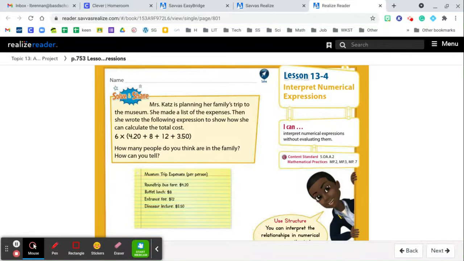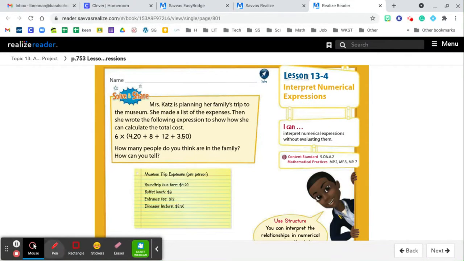Right now we get to apply what we've learned for order of operations, interpret numerical expressions. Mrs. Katz is planning her family trip to the museum. She made a list of the expenses. Then she wrote the following expression to show how she can calculate the total cost. How many people do you think there are in the family, and how can you tell?